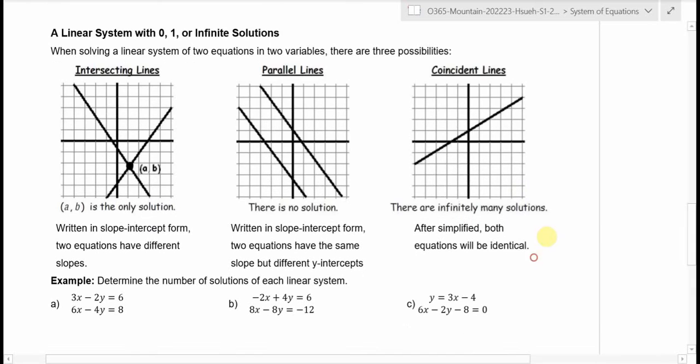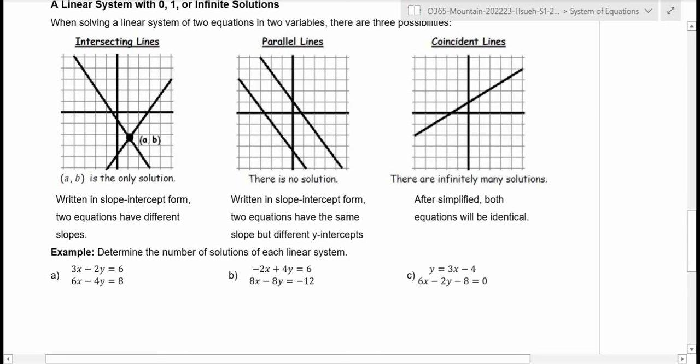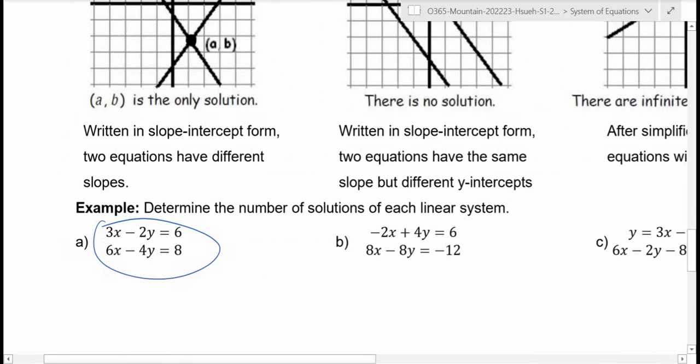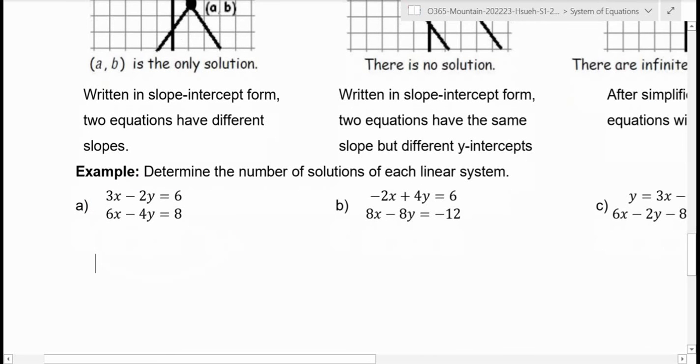Now the question is, does that mean I need to convert the equation into slope-intercept form every single time? Well, the answer is no. You don't have to. But what you need to think about is, if the equation is given in standard form like this, how can I find out if they have the same slopes or not? Well, how do we find the slope?